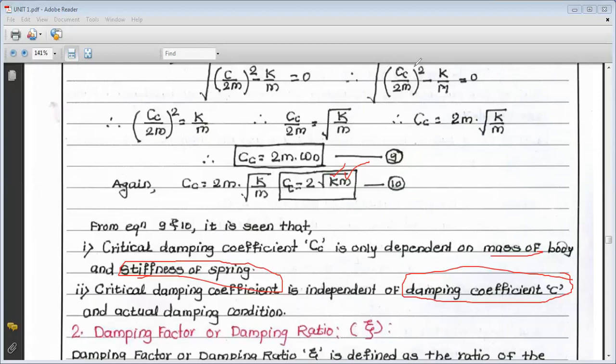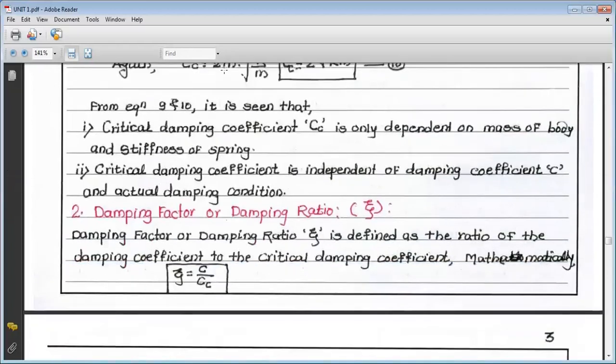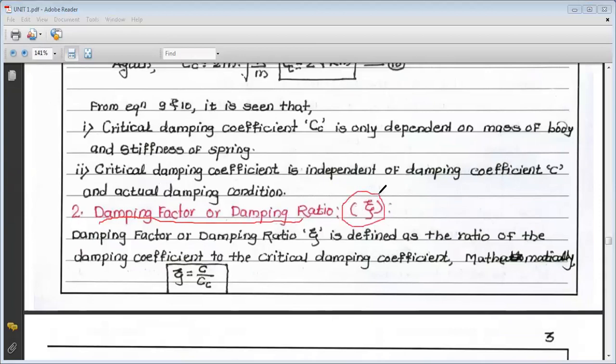Now, this is the definition of critical damping. Another important definition is called damping factor or damping ratio. What is that damping factor or damping ratio? It is generally denoted by zeta. A damping coefficient is denoted by C, the critical damping coefficient is denoted by Cc, and the damping factor or damping ratio is denoted by zeta. So this symbol is called zeta.